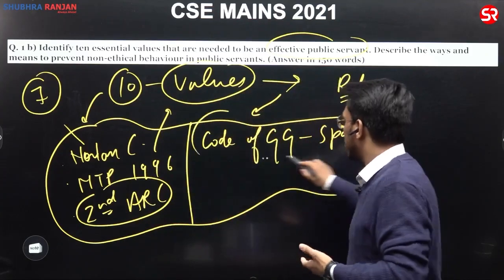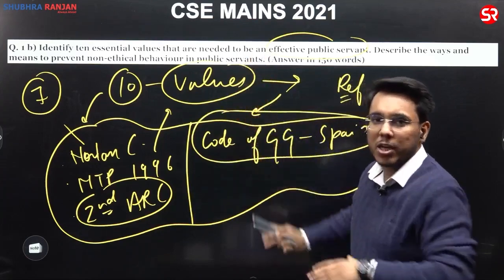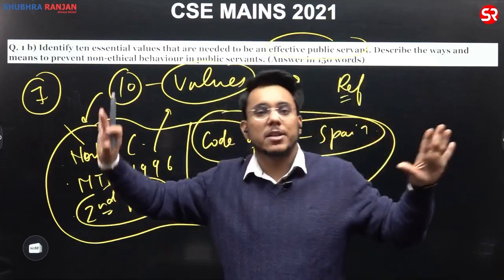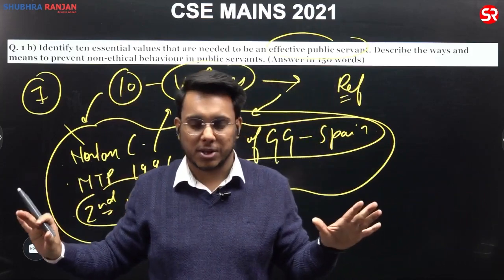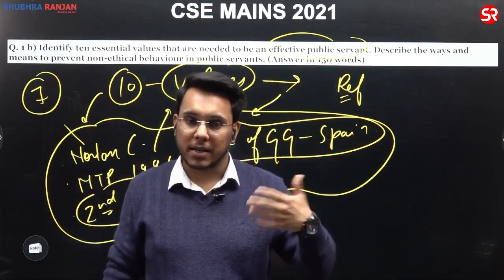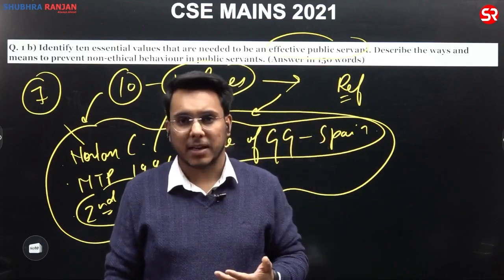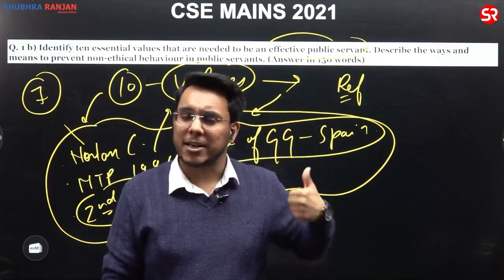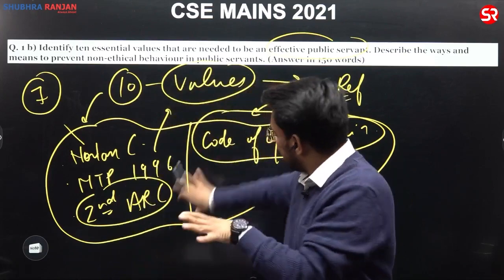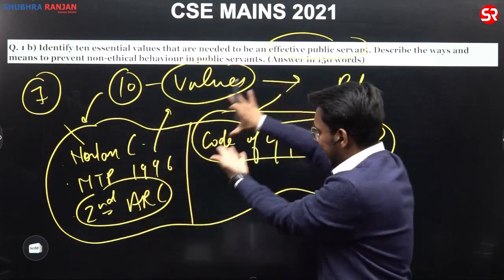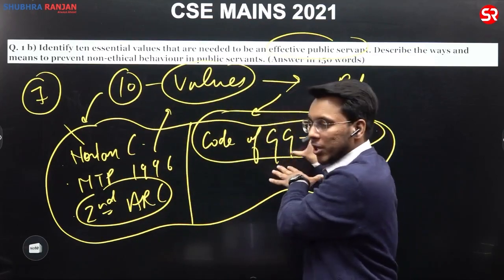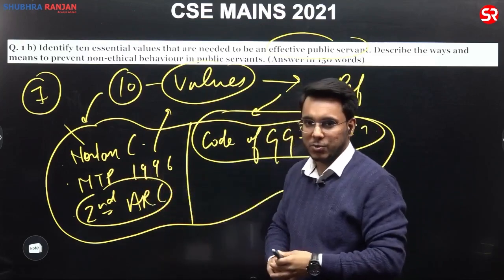Then we have the Code of Good Governance of Spain. Now, in the Code of Good Governance of Spain, there are many values that are written. Is it clear? I think more than 25 to 30 values are written there. So, यहाँ पे अब ये सारी values बताने की ज़रूरत नहीं है. But yes, the values which we have discussed here, the Code of Good Governance of Spain also includes those kind of values.